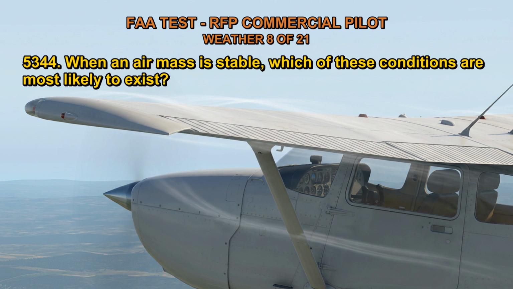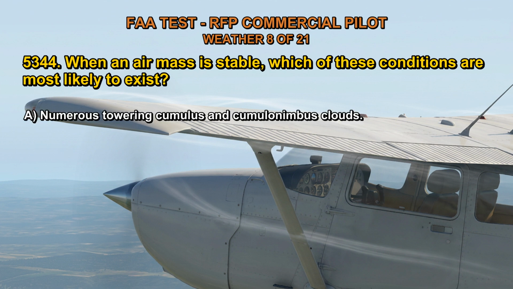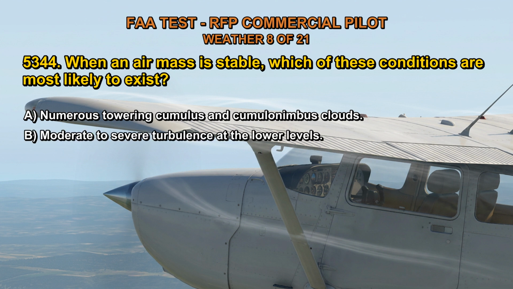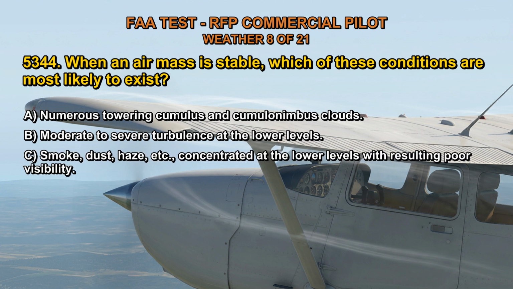5344. When an air mass is stable, which of these conditions are most likely to exist? A. Numerous towering cumulus and cumulonimbus clouds. B. Moderate to severe turbulence at the lower levels. C. Smoke, dust, haze, etc., concentrated at the lower levels with resulting poor visibility. The correct answer is C.